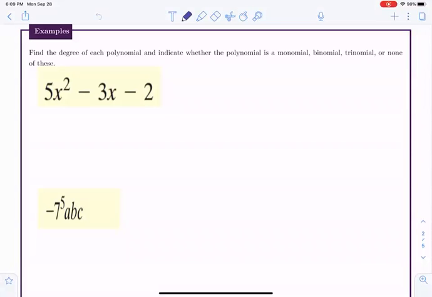So we want to find the degree of each of the polynomials that are listed and indicate whether the polynomial is a monomial, binomial, trinomial, or none of these. So we can see that there are three terms, that is term 1, term 2, term 3, which would imply that this is a trinomial.